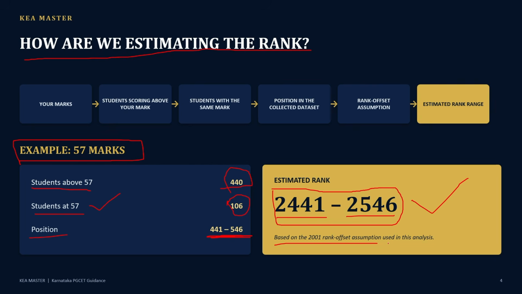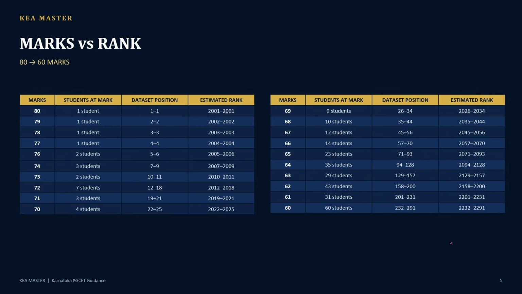Now let's start from the highest marks and move down. Let's start from 80 marks. In this dataset, one student has scored 80 marks. So that is position number 1. Using our calculation, that gives approximately rank 2001.